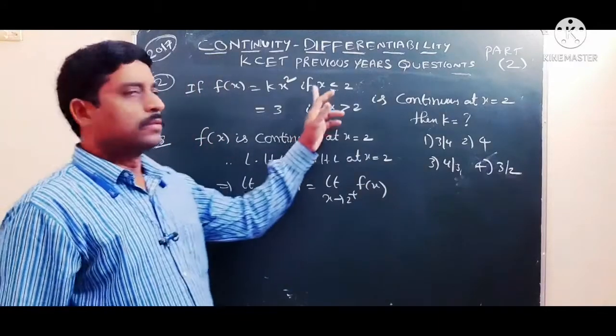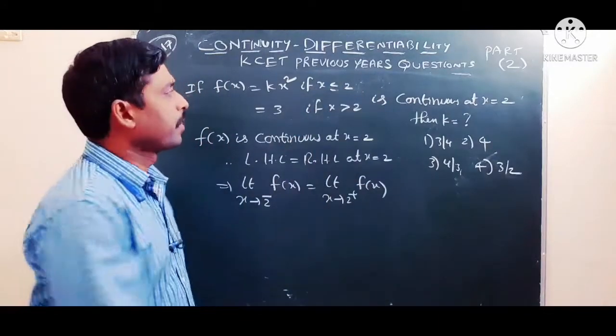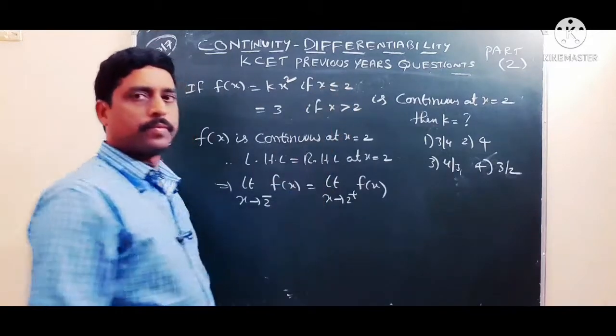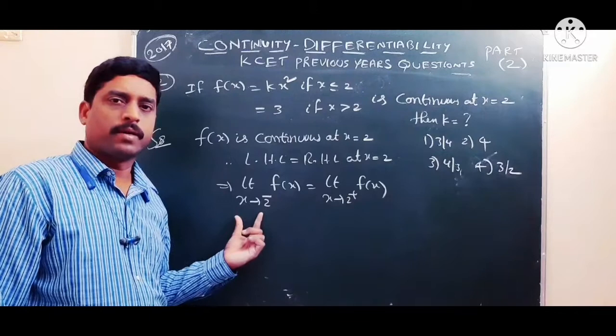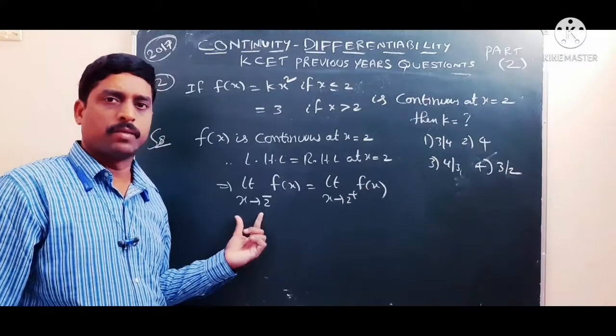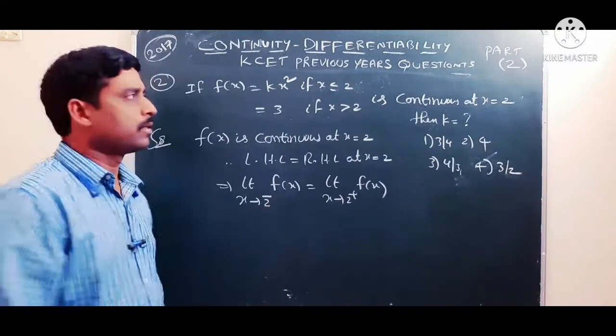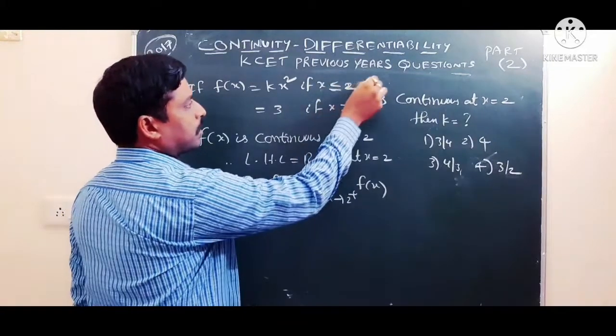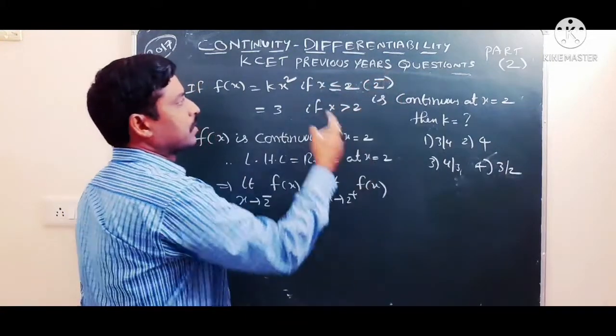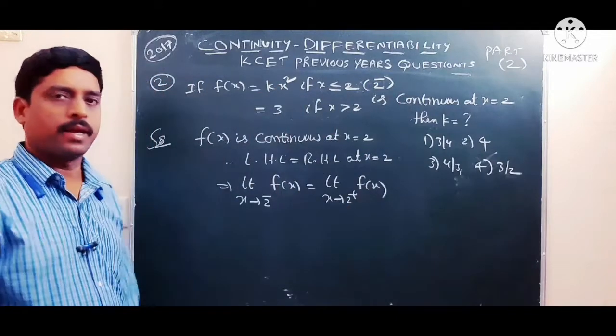The condition is x less than or equal to 2. So x tends to 2 minus, which means x approaches 2 from numbers less than 2. Then the f of x value is given by kx square. For x less than or equal to 2, x reaches numbers less than 2, and f of x is given by kx square.